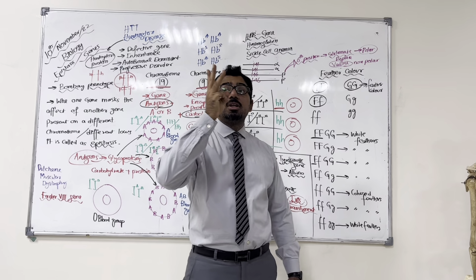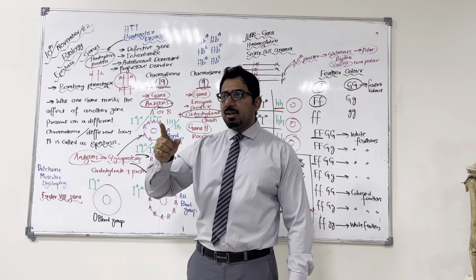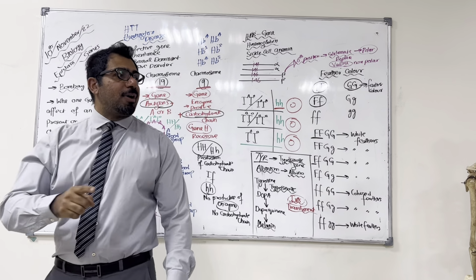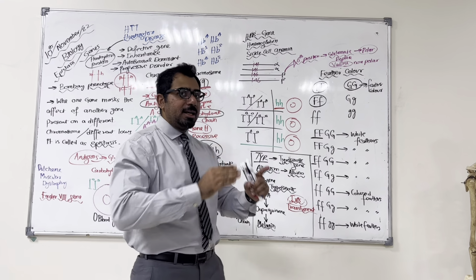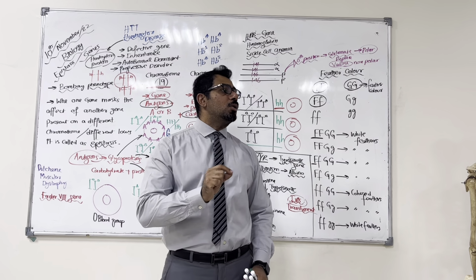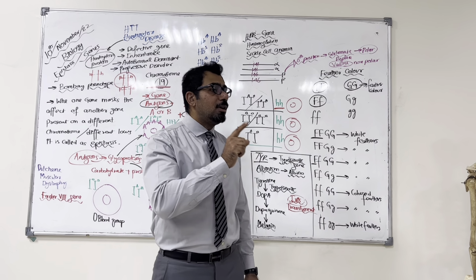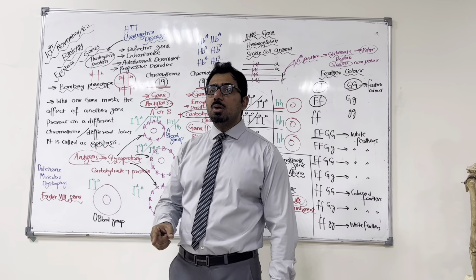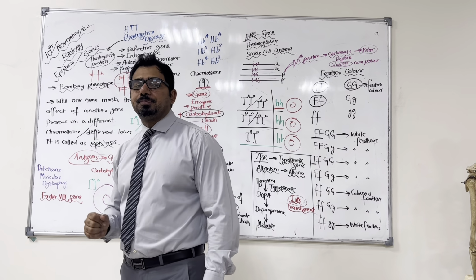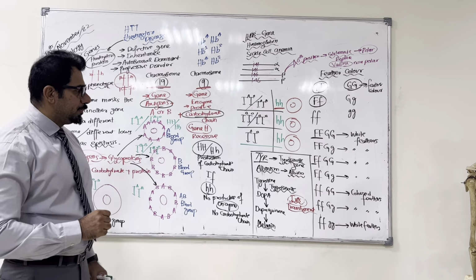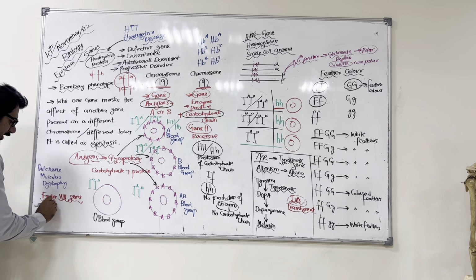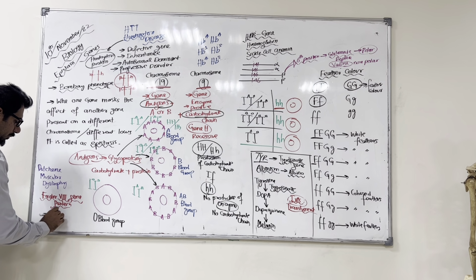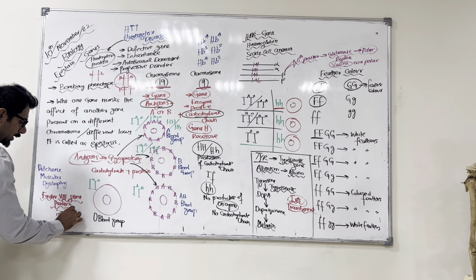Rather, I told you that there are 3 factors, right? Factor 8, factor 9 and factor 11. I told you that the genes for factor 8 and factor 9 are present on the X chromosome. Factor 11's genes are present on autosomes. Now please pay attention. This factor 8 protein is actually produced in hepatocytes.